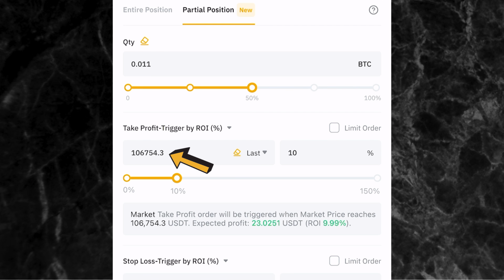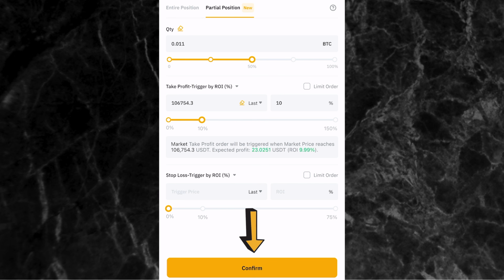I can see the take profit price is $106,754, and I'll be making 23 USDT from this point. So that means that once it gets to this price where the arrow is pointing to, I'm selling 50% of my BTC or 50% of my capital, and I'm locking in 10% profit. So if you're okay with that, just click on confirm at the bottom of the screen.